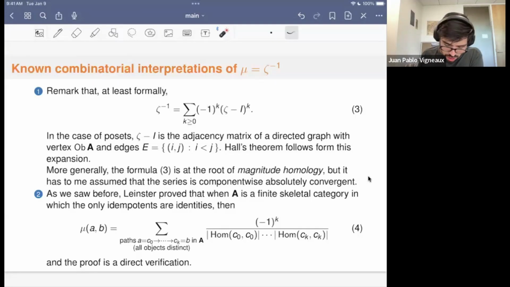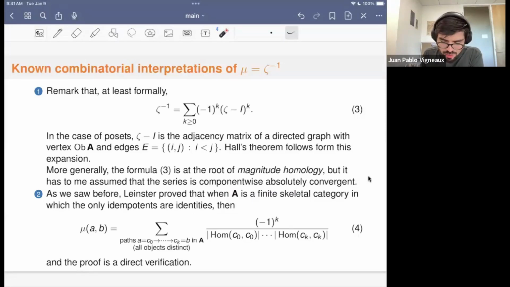So to have something like Hall's theorem, which is this identification of the magnitude with an alternating sum of Betti numbers in magnitude homology, you have to suppose something like a component-wise absolute convergence to actually have the theorem.